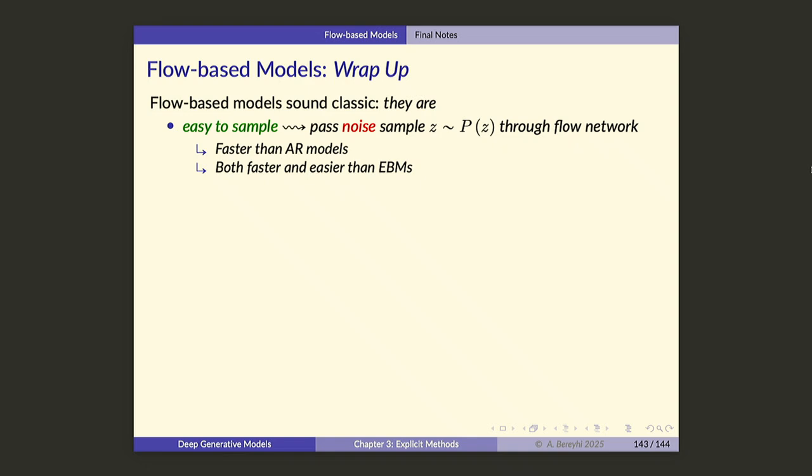And compared to energy-based models, they are definitely both faster and more efficient in terms of sampling, right? Because in energy-based models, you are doing approximate sampling, and you need to use an iterative algorithm, whereas here you just do it in one shot, and there is no approximation involved. So this is with respect to sampling.